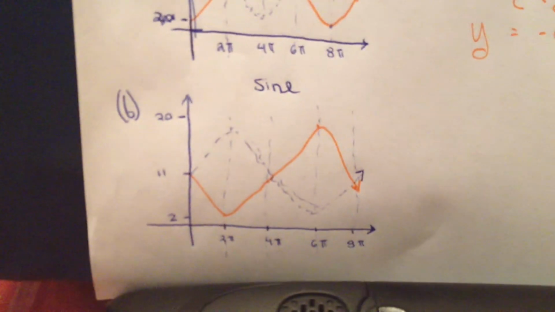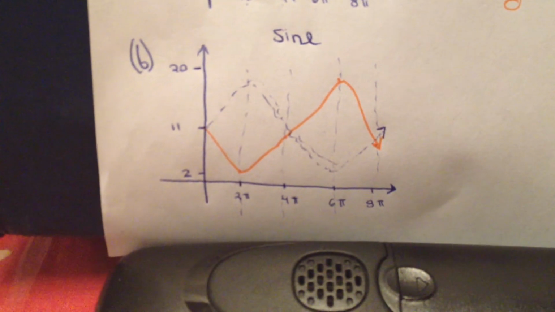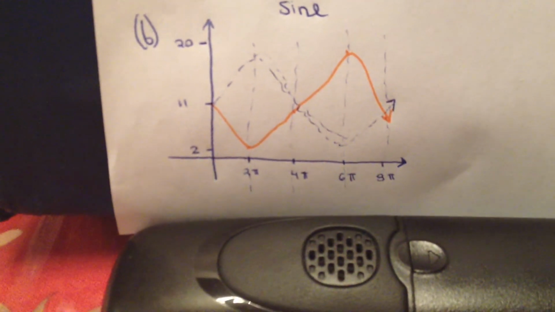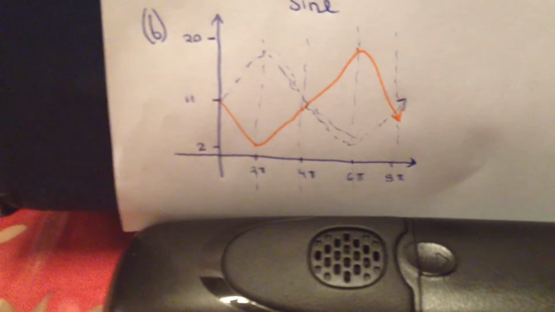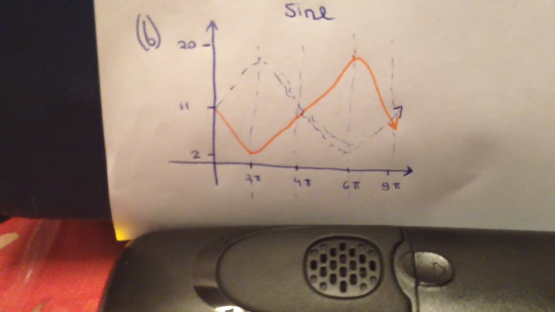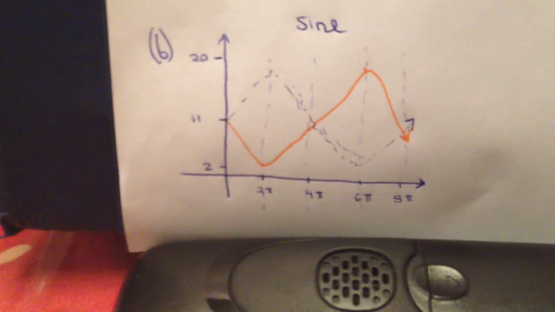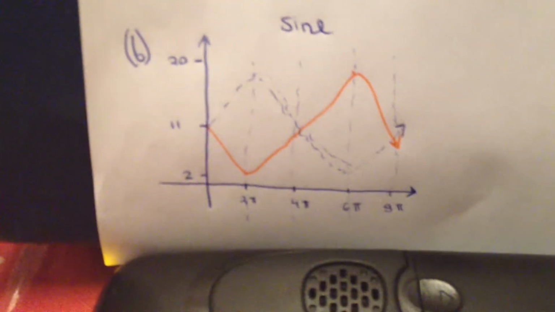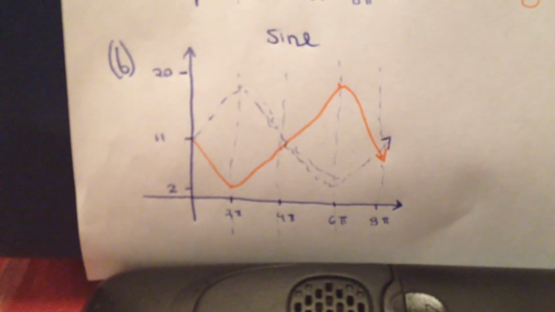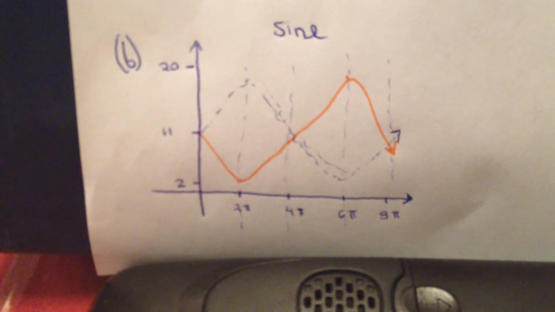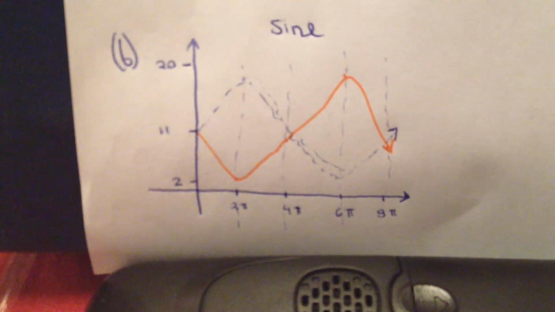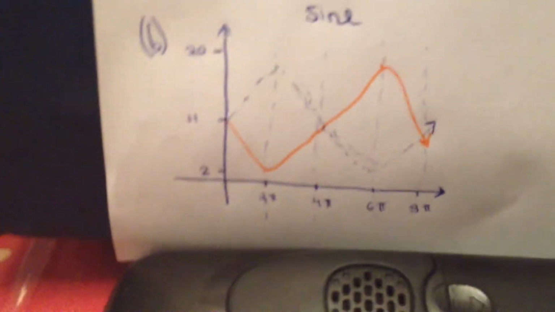And then to finish off, we have our sine graph, and we start off in the middle. We start off at our origin, which in this case would be 11, because 20 minus our amplitude equals 11. And as with the cosine graph, we would start off going up and then back down. But in this case, because we have a reflection, we go down and then back up.